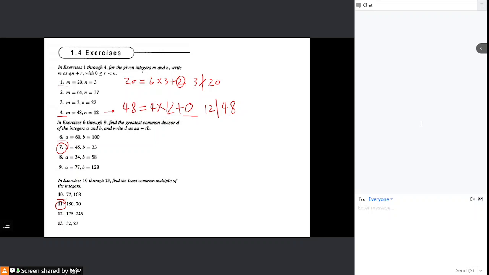Okay, and exercise 7. Only calculate the GCD. You do not need to express it like this. Only calculate the GCD. No, 4 is not the greatest common divisor of 45 and 33.